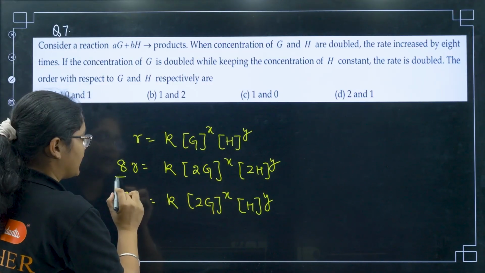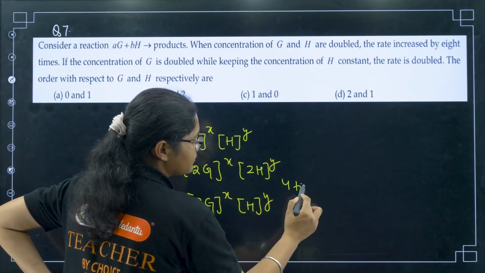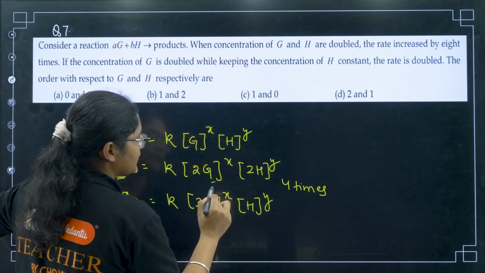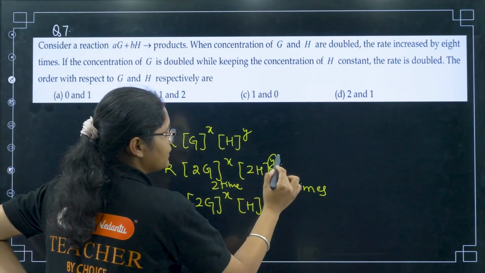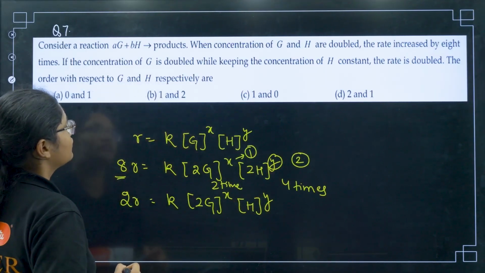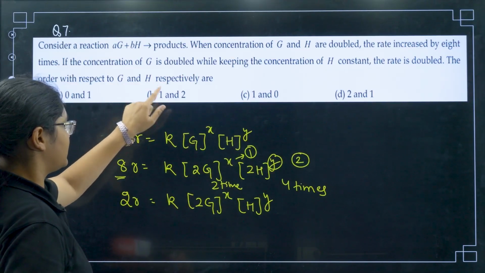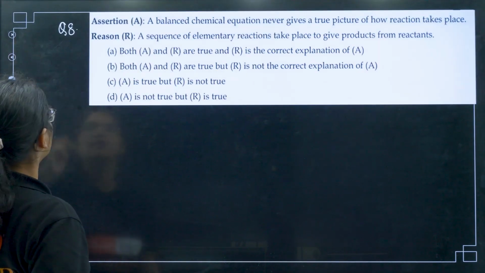So in total I want 8. This means when this one is doubled, it should become 4 times, and here when it is doubling, it is becoming 2 times. So 4 into 2, I'll get 8. So this Y must be second order, X must be first order. So the order of G should be 1 and H should be 2, and that is option number B.